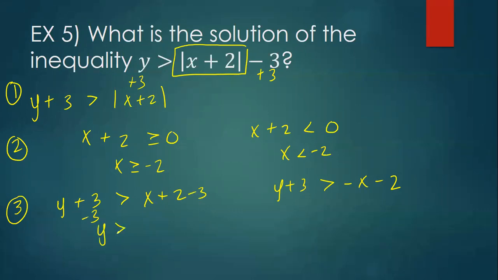So we get y is greater than x minus 1. We subtract 3. And we get y is greater than, it should be 5, right? Negative x minus 5. And you're going to put it all together.